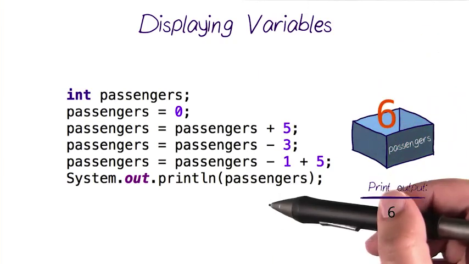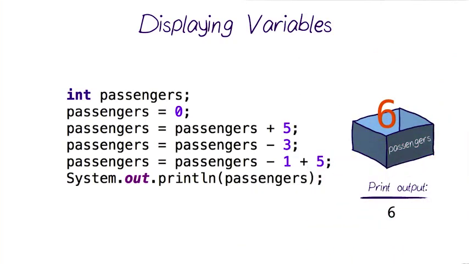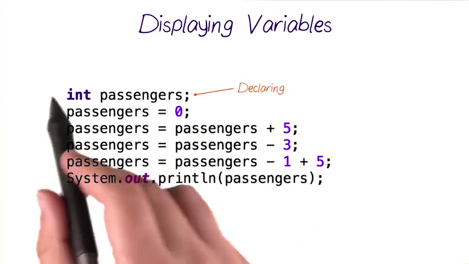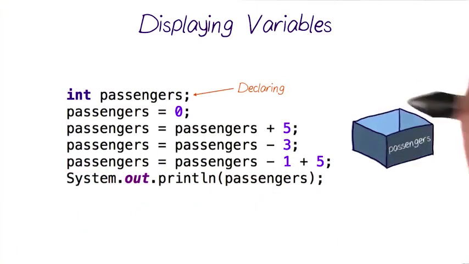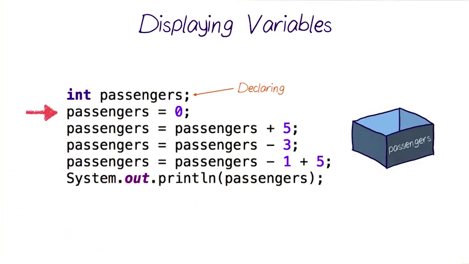Let's trace this program step by step and see why the variable passengers ended up with 6 inside. This statement here is declaring this variable passengers of type integer, which is basically creating this empty box that we can store integer variables in it. The second statement is initializing it to 0, which is basically adding the number 0 inside.